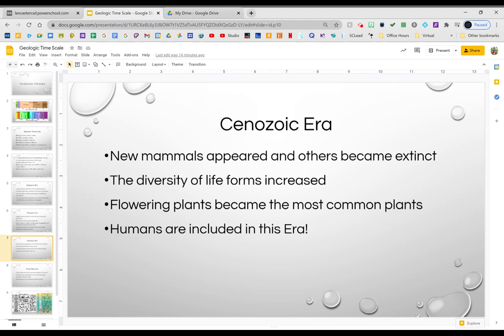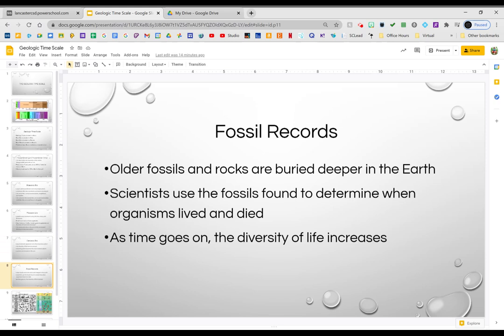So when we talk about the Cenozoic era, that is our time. This is when we first see the first humans, and we're still in that Cenozoic era. We haven't gotten to the end of that era yet. Okay. Now, when we talk about all this information, we don't just use the geologic timescale. The geologic timescale helps us, but we use something else called a fossil record.